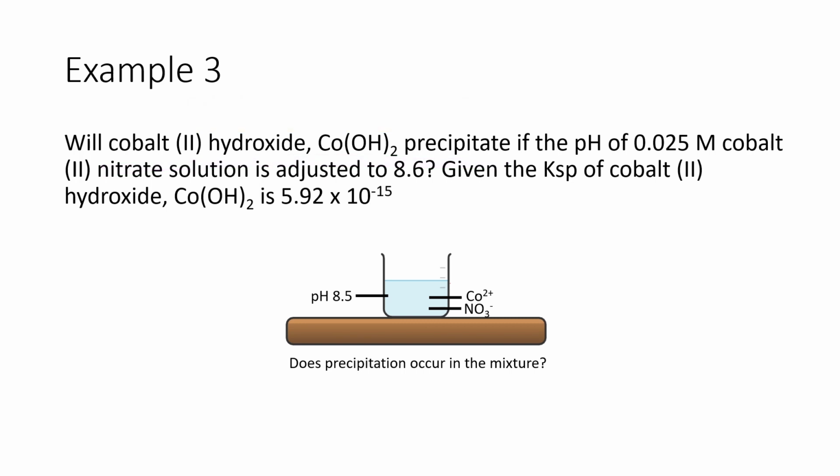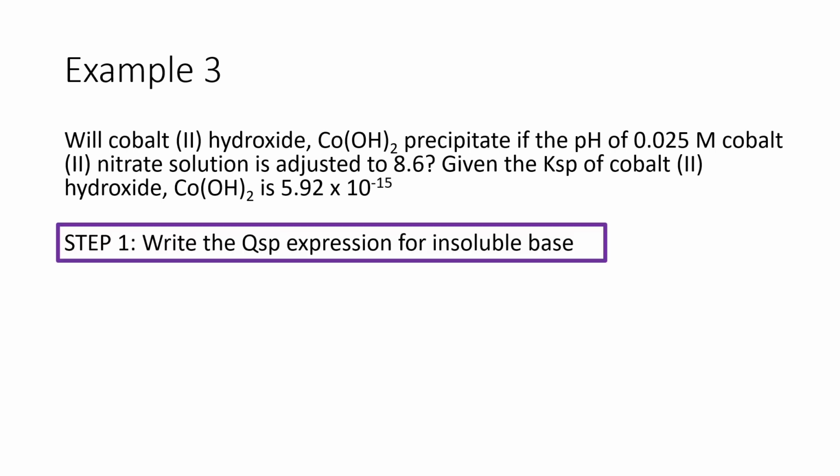So basically, the reaction mixture for the insoluble phase consists of cobalt-2 nitrate solution, and then the pH is being adjusted to manipulate the concentration of hydroxide ion in the solution in order to determine whether precipitation of the insoluble phase can occur or not. Step number 1, we still write the reaction quotient expression for the insoluble base. The insoluble base here is cobalt-2 hydroxide because the solubility product value is given for cobalt-2 hydroxide.